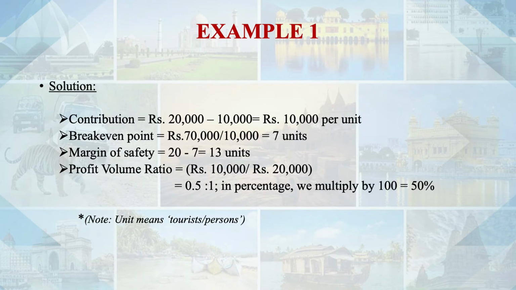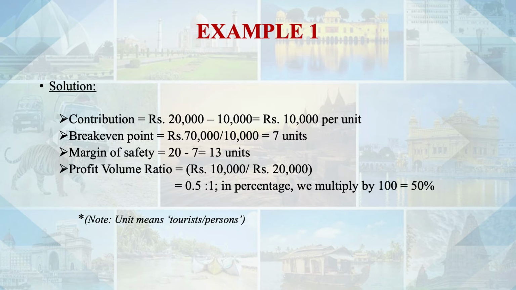It's very interesting. So contribution: selling price is 20,000, variable cost is 10,000 per unit. So per unit, contribution is 10,000. The break-even point formula is fixed cost divided by contribution. Fixed cost is 70,000. Contribution per tourist is 10,000 above the variable cost, so 7 units. So in this case, we can say if there are 7 tourists in a group, the tour operator will be in a condition of no profit, no loss.